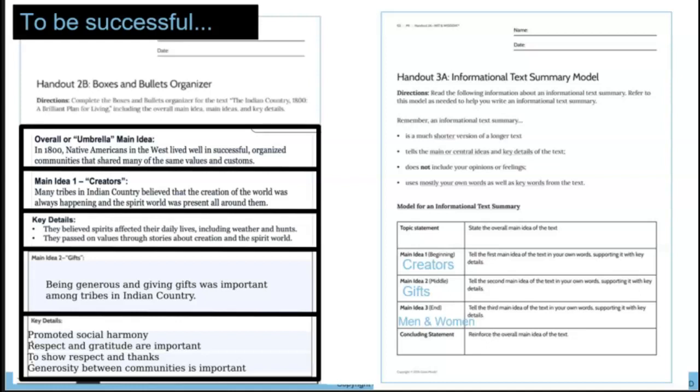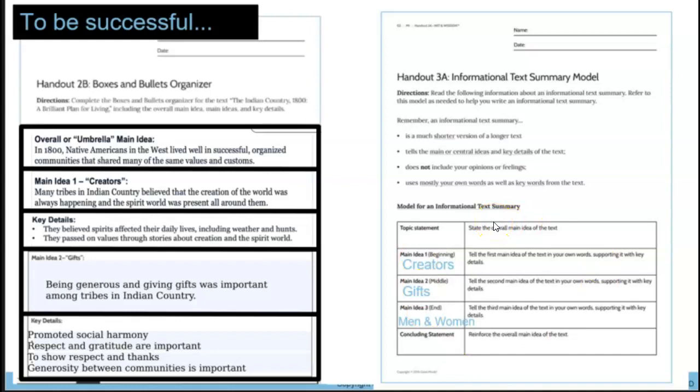You will need Handout 2B and Handout 3A. It might help to put a Post-it on both pages to help flip back and forth. These 2 workbook pages will help you write your informational text summary. So Handout 3A is your informational text summary model and a basic outline. So we have the notes up here that we just reviewed and then the model.